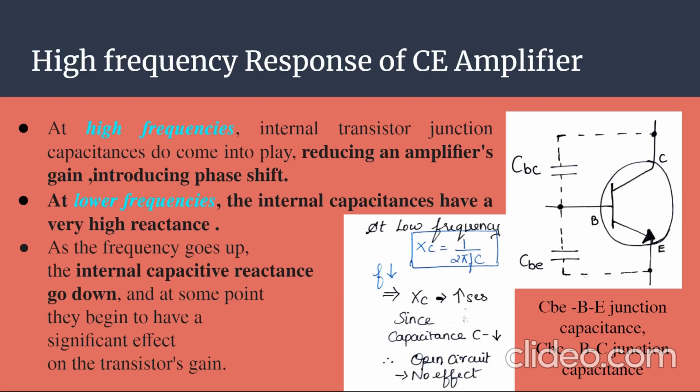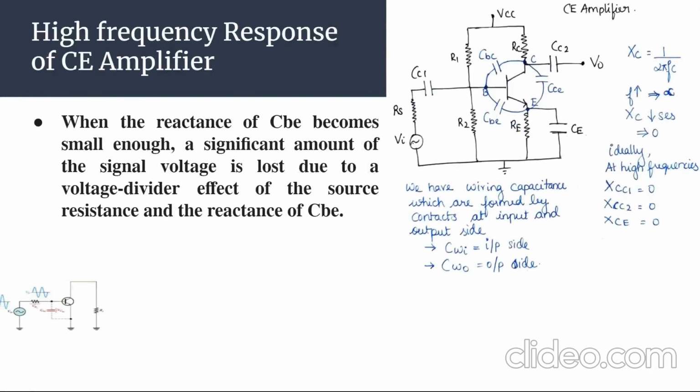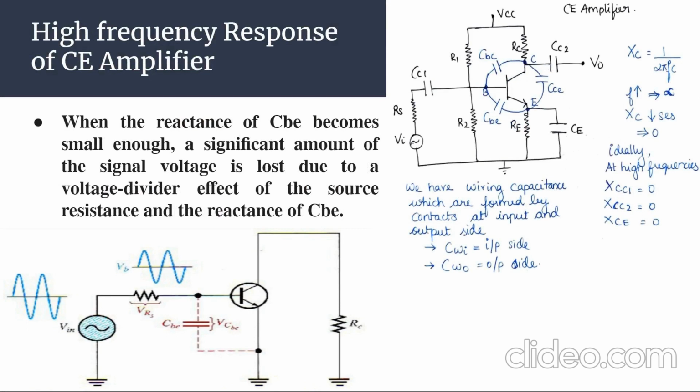We can also see the junction capacitance created between the base-emitter junction, which we call CBE, and the junction capacitance created between base and collector, called CBC. Now, here a common emitter amplifier is drawn and the internal capacitances have been marked. According to the same formula, as frequency increases, the capacitive reactance decreases and tends to zero. Ideally, at high frequencies, the capacitive reactance of capacitors such as the coupling capacitors and emitter capacitance will be zero, so we don't consider them at high frequencies.